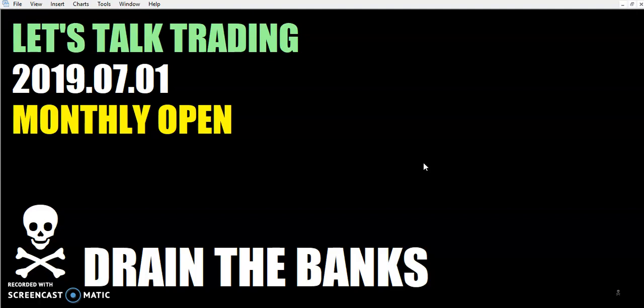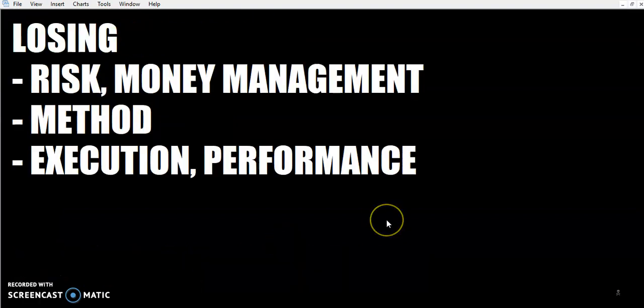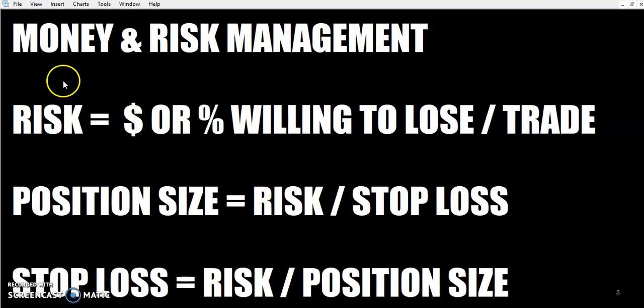Let's talk trading, monthly open. So this month, we're going to make sure that we keep losses to a minimum. We're going to use risk and money management on each and every trade, and we're going to work on the method, and we're going to work on the execution and performance. We're going to make sure we get A+ marks in all of those areas.